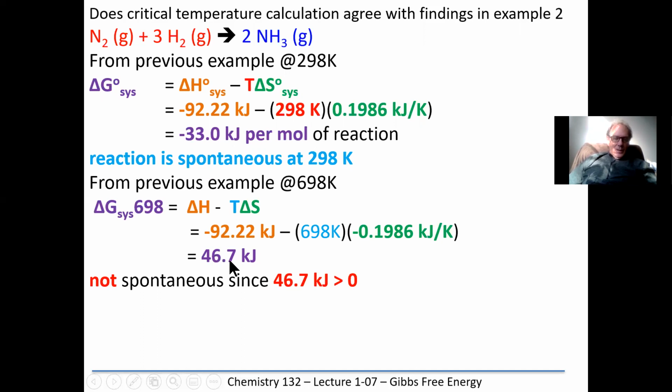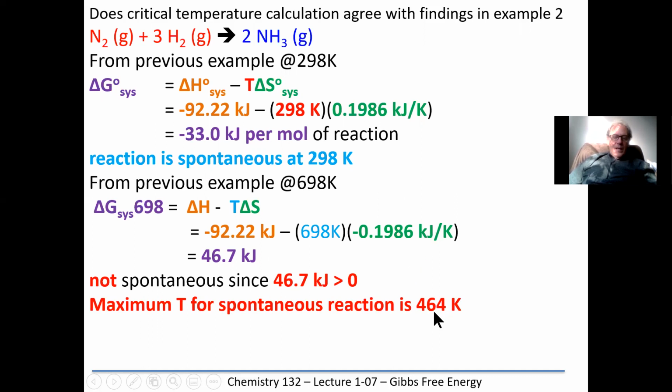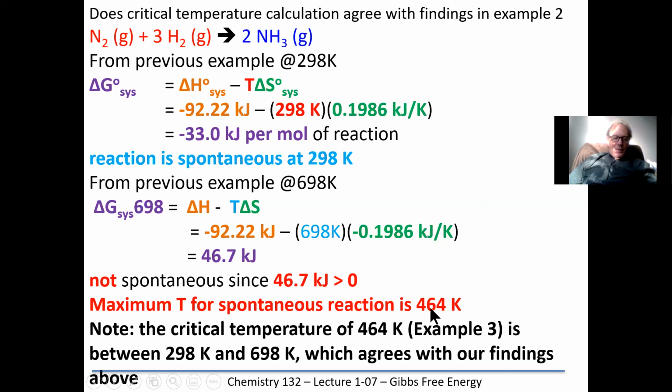So obviously, the reaction is spontaneous somewhere between 298 Kelvin and 698 Kelvin. We calculated just now that the critical temperature was at 464 Kelvin. Does that make sense? Sure does to me. It's in between the 298 and the 698. And that 464 is the critical temperature, which agrees with our findings.